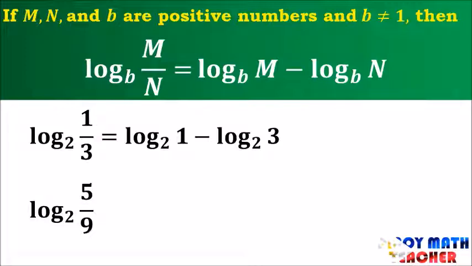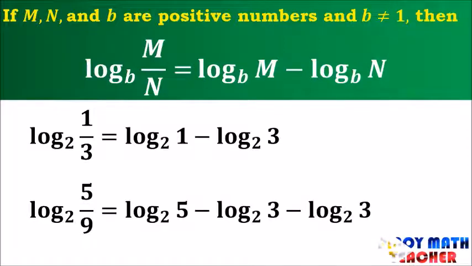So, next we have logarithm of 5 over 9 with base 2. So, take note that 9 equals 3 times 3. So, ito ay pwedeng i-expand as logarithm of 5 with base 2, minus logarithm of 3 with base 2 minus logarithm of 3 with base 2. So, parehong naka-minus yung logarithm of 3 with base 2. So, yan ay dahil pareho silang nandoon sa denominator ng argument.